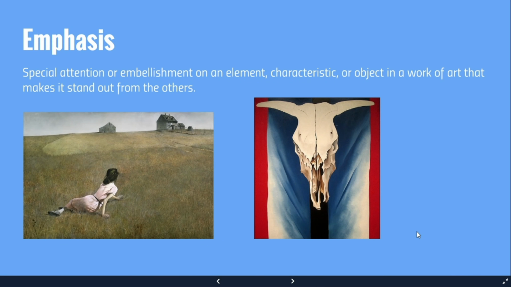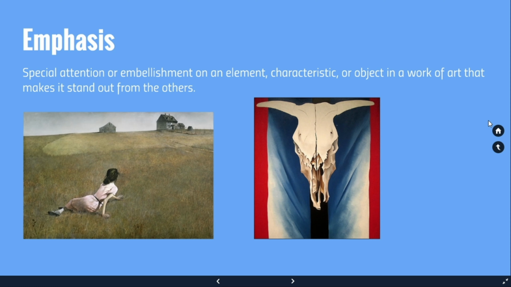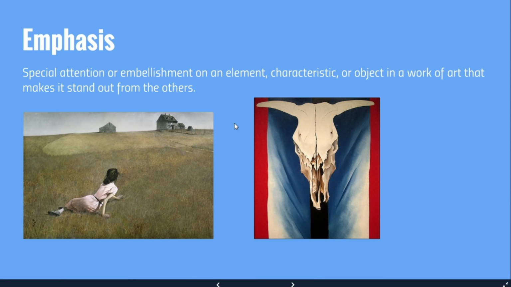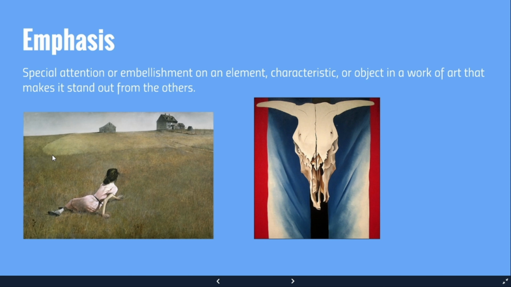Now, emphasis. Emphasis is a biggie. I've not seen a single list without emphasis on it. So basically, it is a special attention or embellishment on an element, characteristic, or object in a work of art that makes it stand out from the others. So most of the time, your subject will be what stands out. If we look at Andrew Wyeth's work here, you can see that this woman here in pink, being that she's the only thing in pink and she is the largest in the painting, she is emphasized.